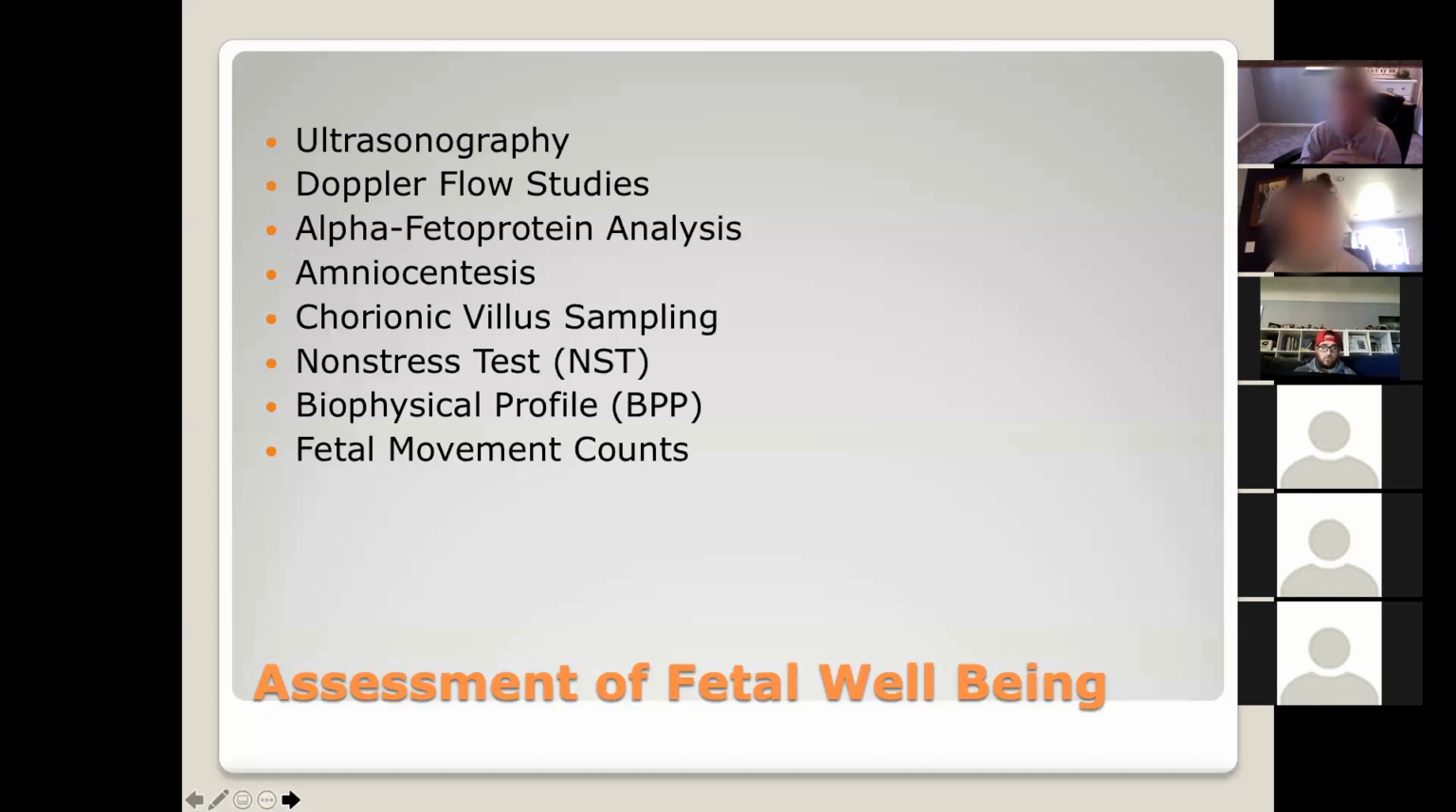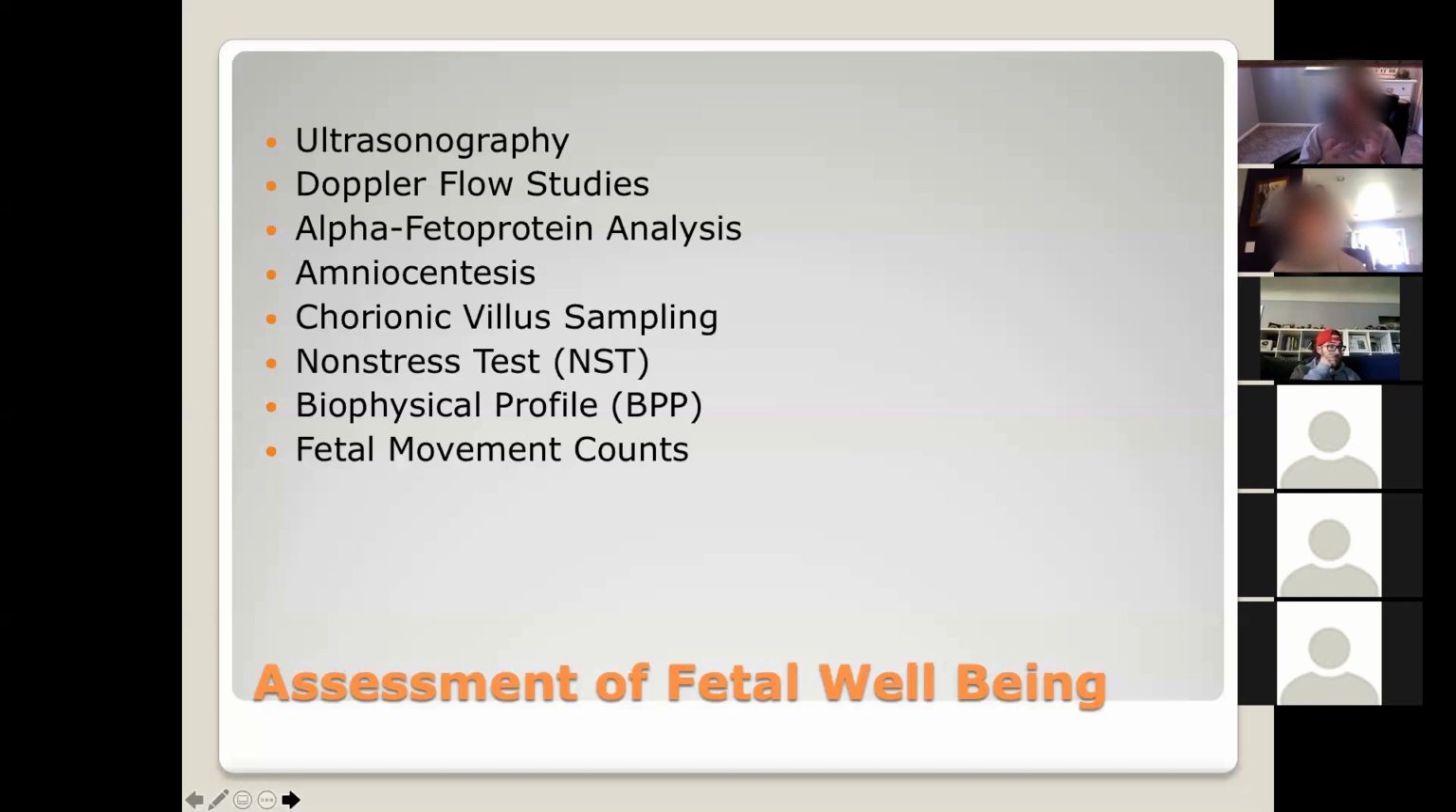If it's not reactive, we don't see those good things we want to see on the monitor, they will proceed to do a biophysical profile. And that's where they put an ultrasound on the abdomen, and they look at different functions. They look at the amount of amniotic fluid, make sure there's adequate amniotic fluid for that baby. They look at different gross and fine motor movements of the baby, and that type of thing, to see, is this baby going to be better off staying inside of mom? Okay, it's out of 10 points. Each category is worth 2 points.